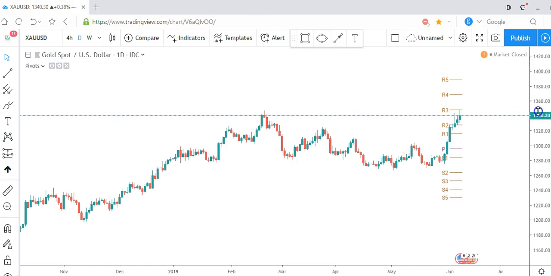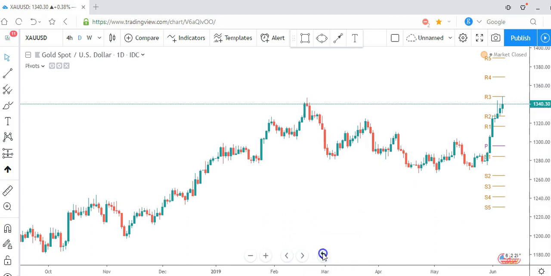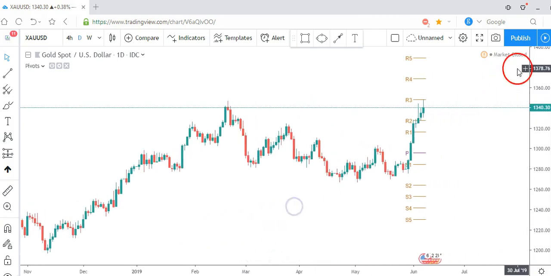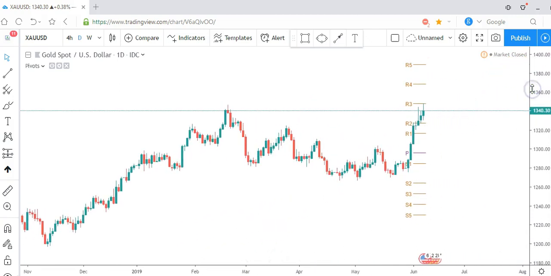So this is how you trade. Right now on gold, price is at R1. Now remember, I said you don't just trade the pivot levels only. You have to combine them with other technical tools. First of all, when trading the pivot, you have to first look at what the market structure is.